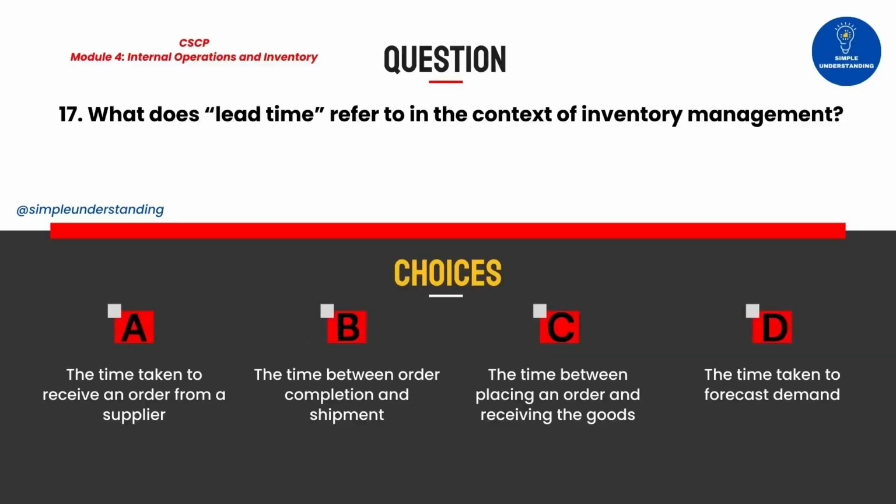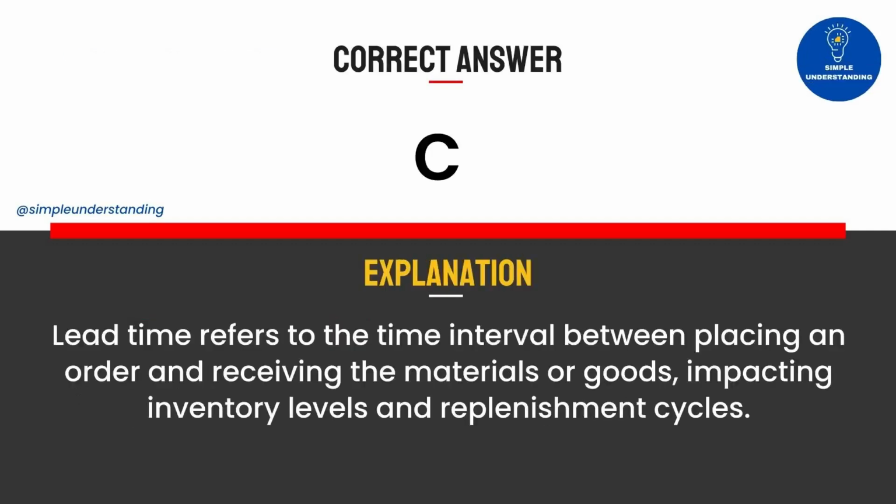17. What does lead time refer to in the context of inventory management? A. The time taken to receive an order from a supplier. B. The time between order completion and shipment. C. The time between placing an order and receiving the goods. D. The time taken to forecast demand. Correct answer: C. Explanation: Lead time refers to the time interval between placing an order and receiving the materials or goods, impacting inventory levels and replenishment cycles.